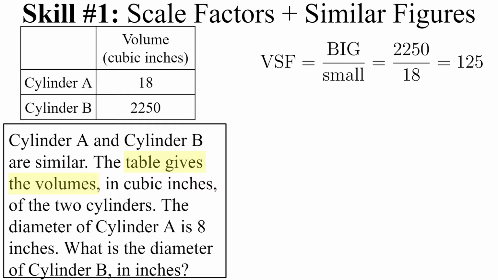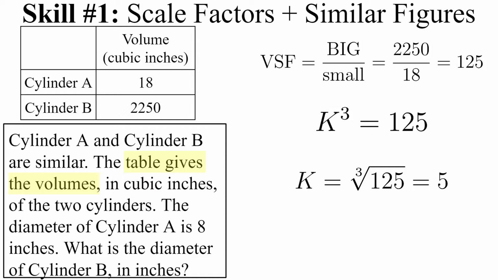Now, the crux of all these problems, guys, is finding k. So remember, volume scale factor is k cubed. So we are going to once again take the cube root of both sides, and we should get k is equal to 5. And now the question is asking about diameter, which is a linear measurement. So we are going to use the linear scale factor.